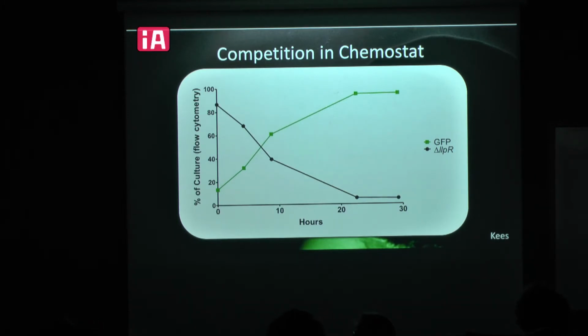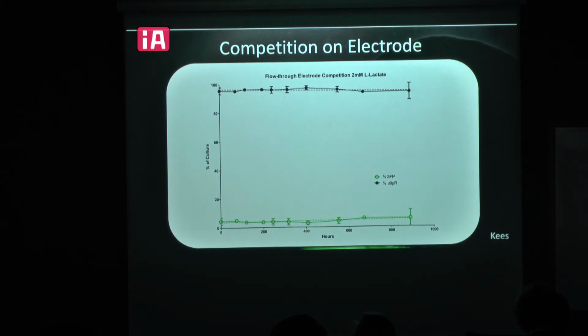But now if we turn it on and let the electrode be the electron acceptor, and note that the previous result happens in just one day, we seed at 5% the fast grower, 95% the slow grower. We can go out for over a month and the population stays the same.